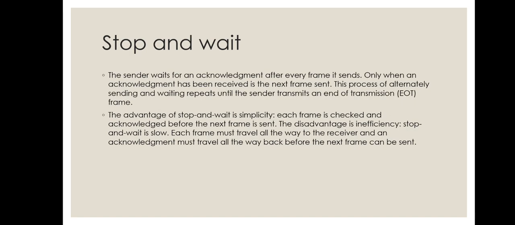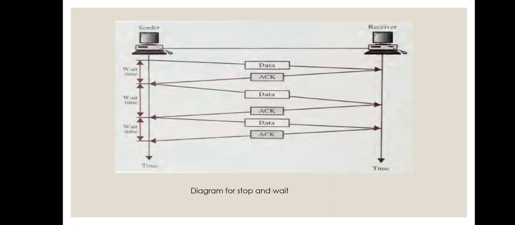The disadvantage is inefficiency. Stop and wait is slow. So the disadvantage is that it is inefficient. Stop and wait is slow because we have to wait after each frame is sent. Each frame must travel all the way to the receiver, and an acknowledgement must travel all the way back before the next frame can be sent. So each frame, or each piece of data, has to travel all the way to the receiver, and we will have to wait for the receiver to come back with the acknowledgement.